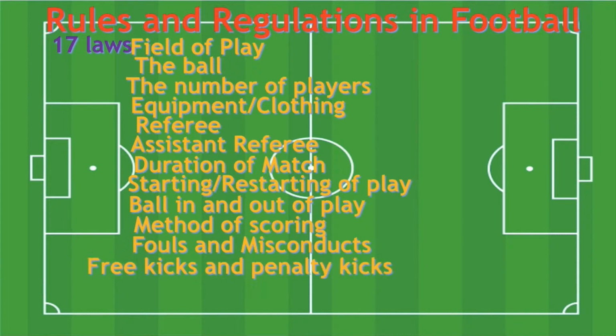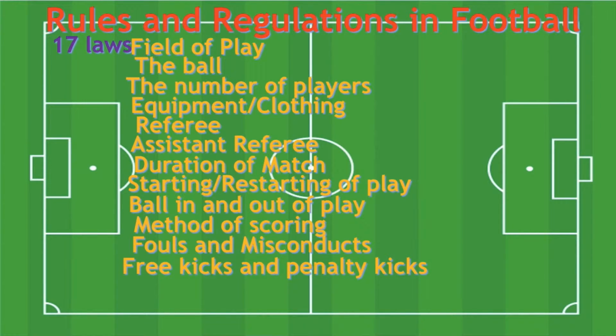Free kicks and penalty kicks. Free kicks are given by a referee for misconduct. The free kick may be direct or indirect. A direct free kick is when the player can shoot at goal, whilst an indirect free kick is when the ball must be passed to another player on that team before a shot can be taken on goal.